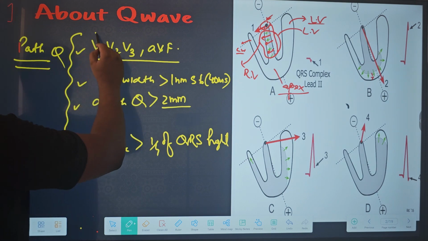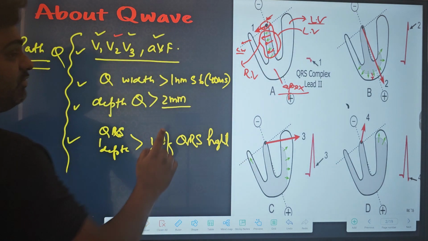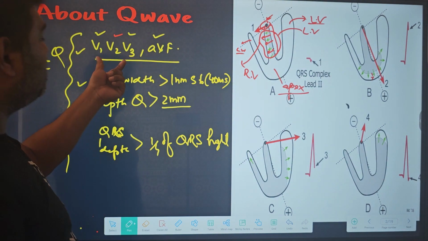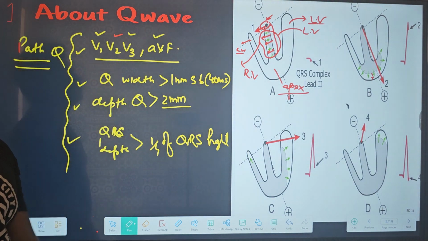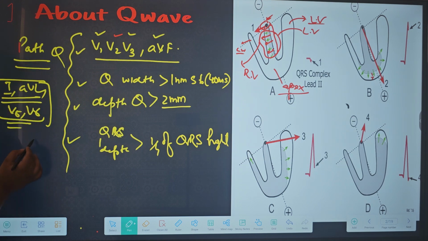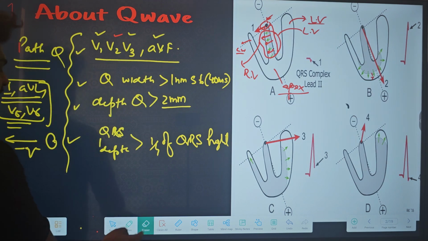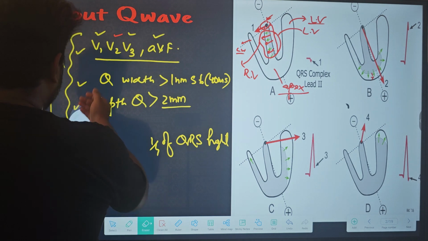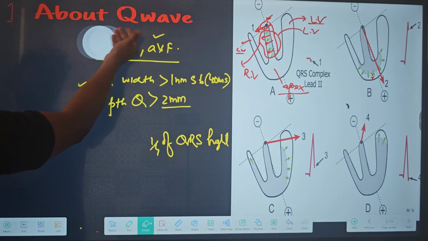That's why whenever a Q wave is present in leads V1, V2, V3 and AVF, we say please look, because in these leads only pathological Q waves are present, and physiological Q waves are present in leads 1, AVL, V5 and V6. It is a normal finding. I have told you why: these are lateral leads and they see the septal depolarization from left to right, from this side, so they mark a negative wave. Now, a very important point: in left bundle branch block, there is a blockage in the left bundle.